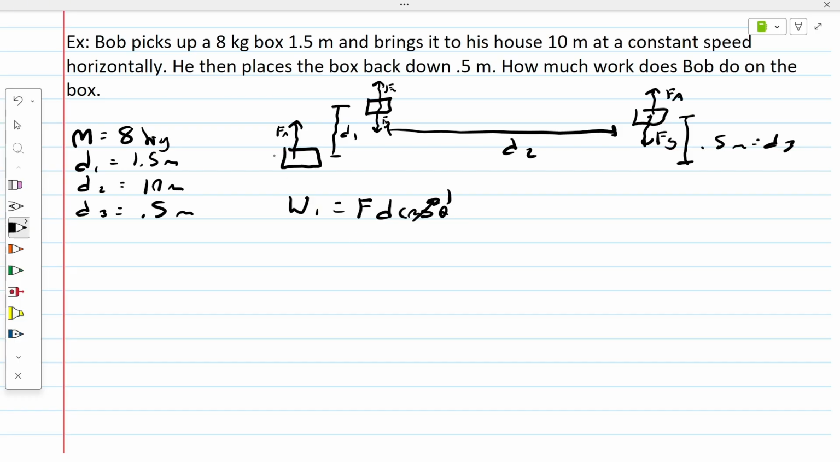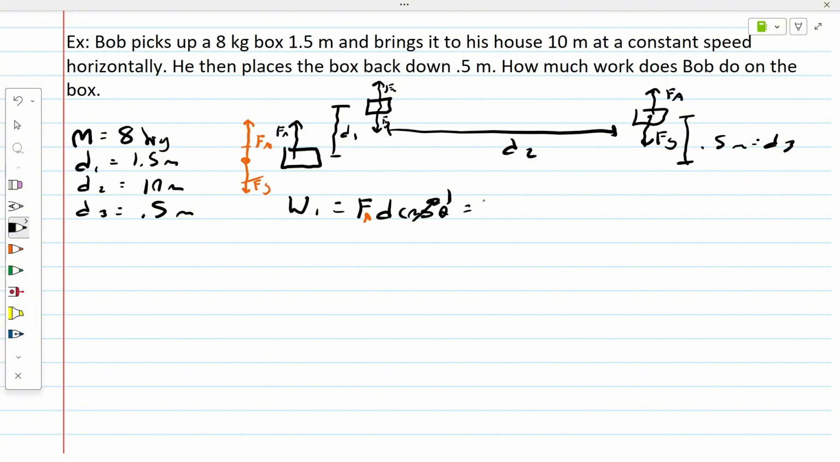If we draw our little free body diagram for this first situation, we have the force due to gravity of the box and the force applied from Bob that lifts this box upwards. They're going to be equal because he's lifting the box up. We can assume he's lifting it at a constant average speed so that these forces will be equal. So this force applied is just going to equal the force due to gravity.